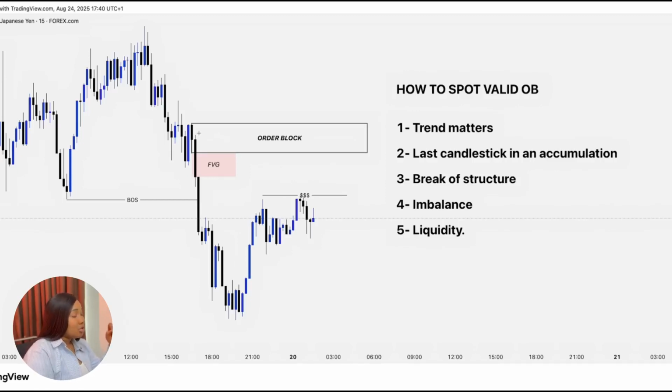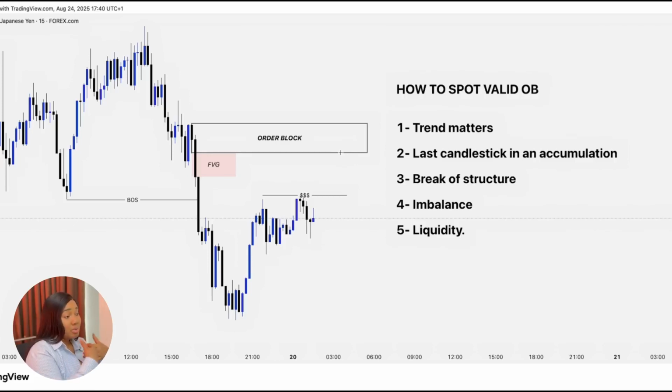So make sure you highlight it well, the last candlestick in an accumulation, and have it in mind that that order block must cause what? A break of structure. And it's also important that you point out imbalance, that is fair value gap, what I have here. It's important you point out imbalance very close to the order block, because that will make the order block more valid. It will be stronger for you to take trades from that particular order block.